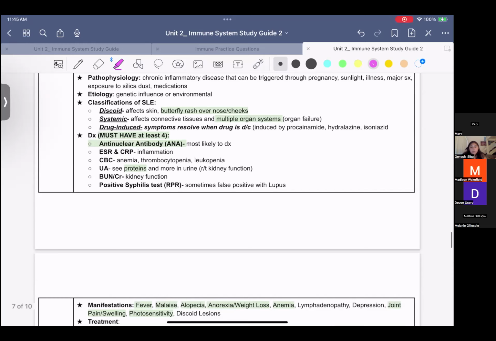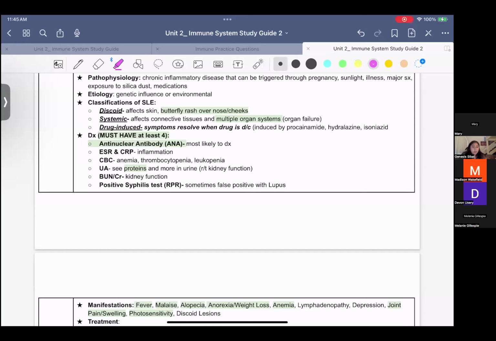The patho is more tied to just general inflammation. So that can be caused through pregnancy, obviously, sunlight, because let's say you're getting a sunburn, right? So as a result, again, from that innate immunity, your second line of response is going to be inflammation. So you're going to see illnesses, right? You end up getting inflammation, major surgeries, inflammation again, exposure to silica dust. That one's super specific, but I would just think about it like dust, allergies, things like that. And also certain medications can have inflammation side effects.